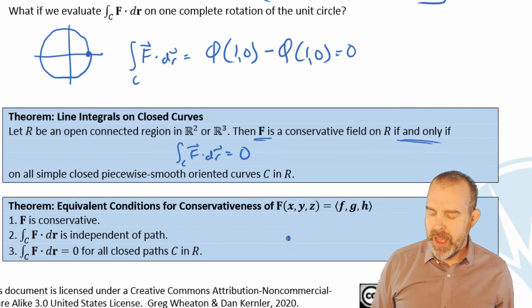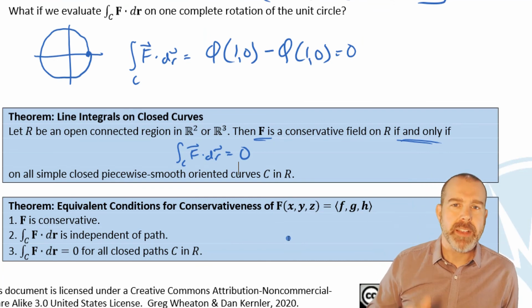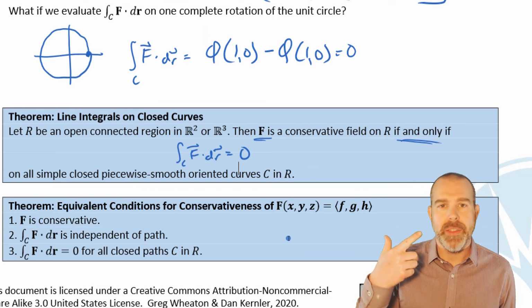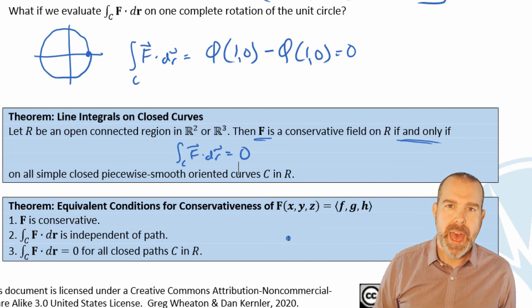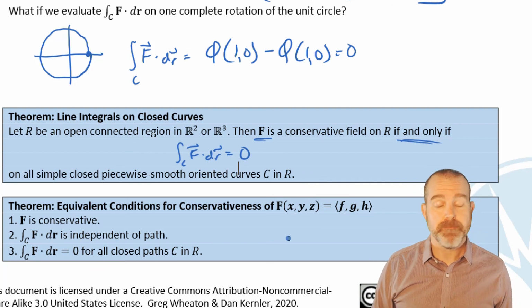So final theorem here, and these are just some equivalent facts. The field is conservative. The line integral doesn't depend on the path. And then third, the line integral will be 0 for all closed paths. Those are all equivalent statements.